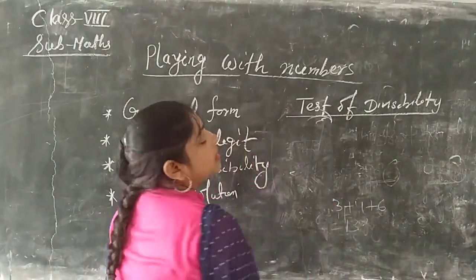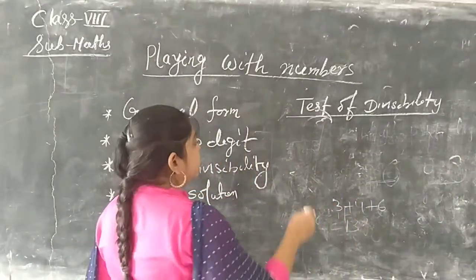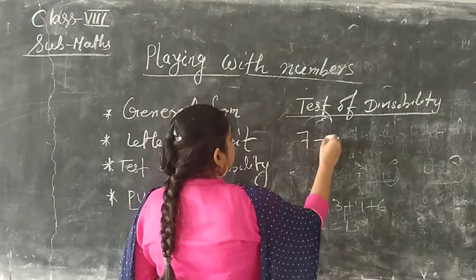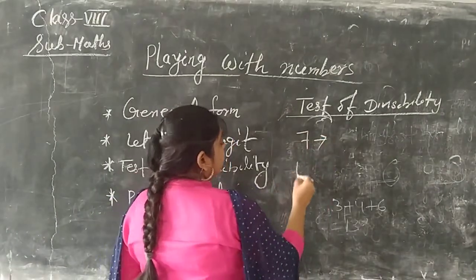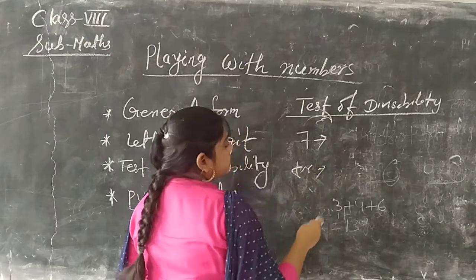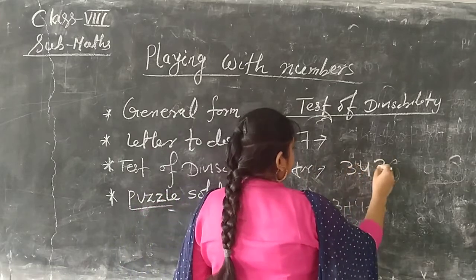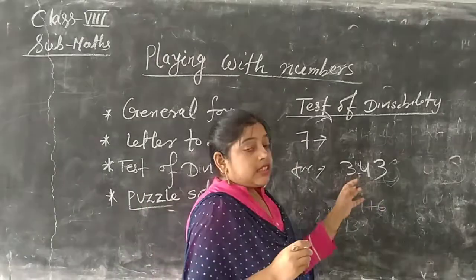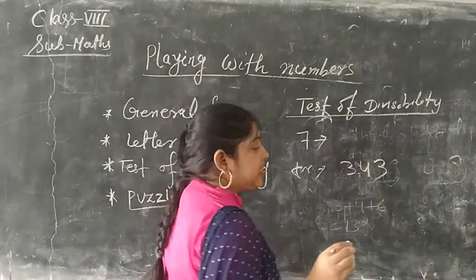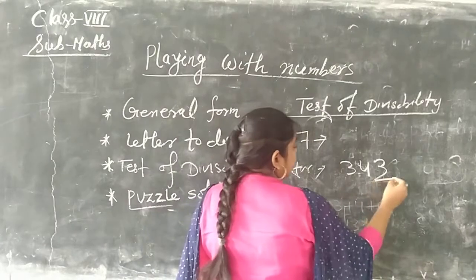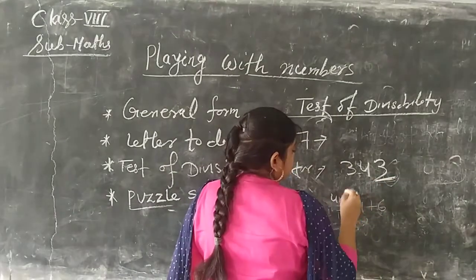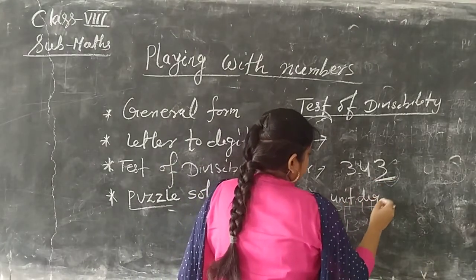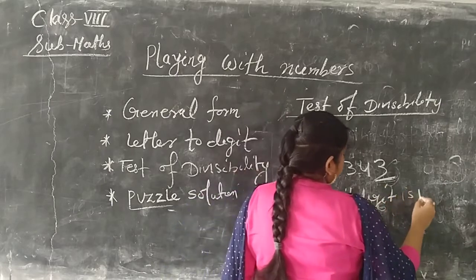Next is 7. Test of divisibility by 7. So what is the rule? We write another example, 343. What is the rule of 7? If the last digit, the last unit place digit, is multiplied by 2.